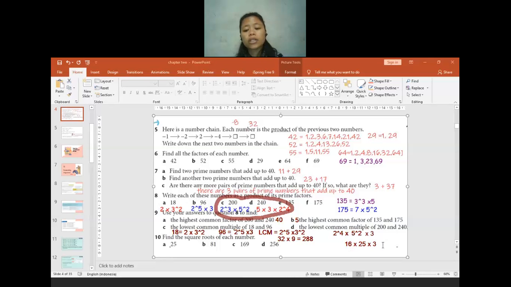Is there anyone who has a question? Or have you already forgotten how to find the LCM and also the HCF? If we are going to find the HCF, we take the common numbers with the lowest power. But when we are going to find the LCM, we take all the types of number, all the numbers, and pick the highest power. That's why the number 3 we take.